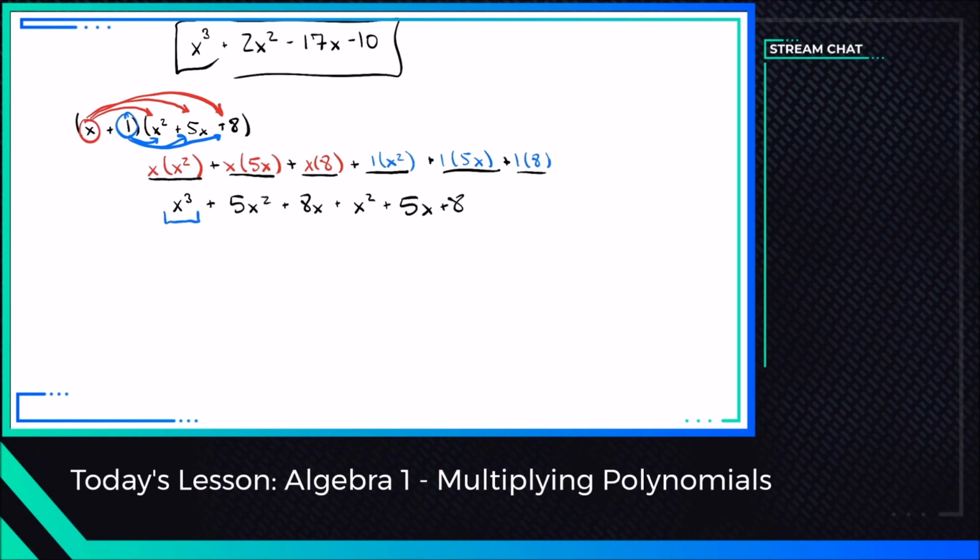So is there any more x cubes? No, I don't see any. So that's going to be by itself. Is there any x squareds? Oh, there's an x squared right there in the middle of that. So what is a 5x squared plus an x squared? Well, that's just going to be a 6x squared. All right, then we're going to have an 8x and a 5x. Well, that's going to be 8 plus 5, or 13x. And then finally, we're going to have our plus 8 at the end.